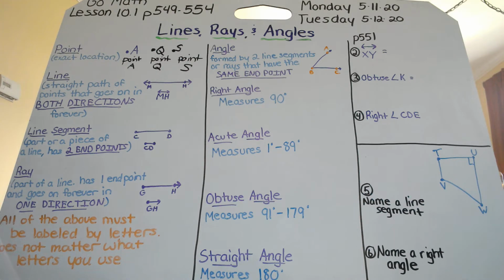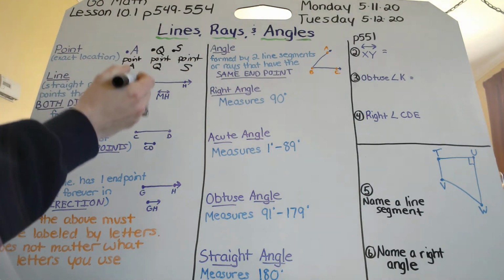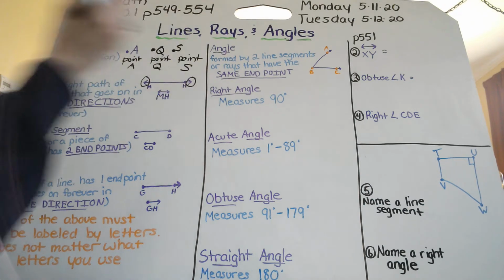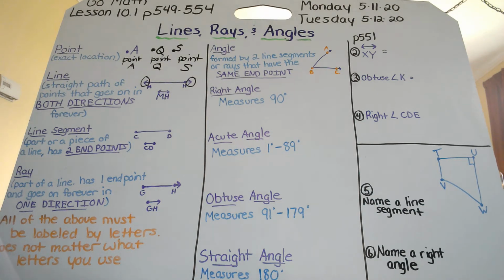Okay, so then we have a line. Now, a line is a straight path of points that goes on in both directions forever. It never stops. It can keep going forever and ever. You know that it is a line because you see these arrows right here, this arrow and this arrow. That is telling you that it is going in both directions and it's never going to stop.